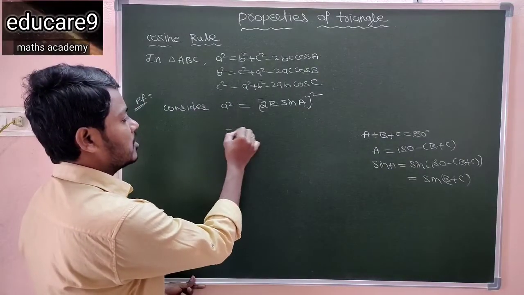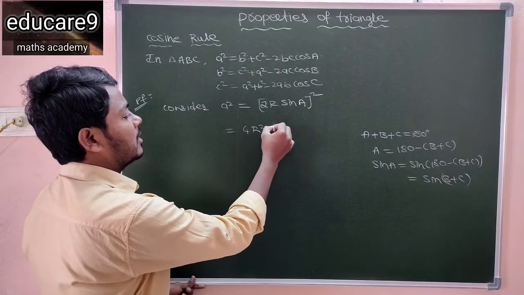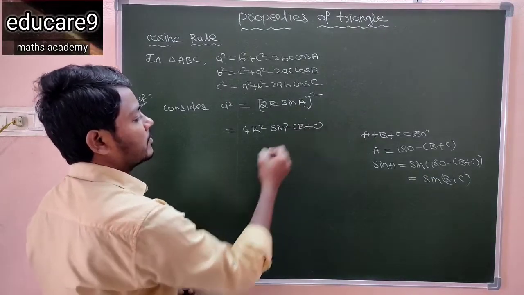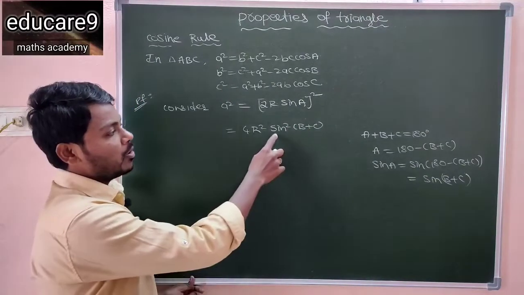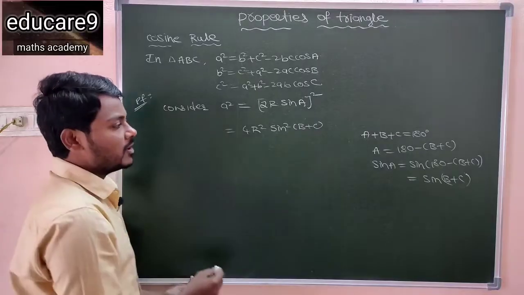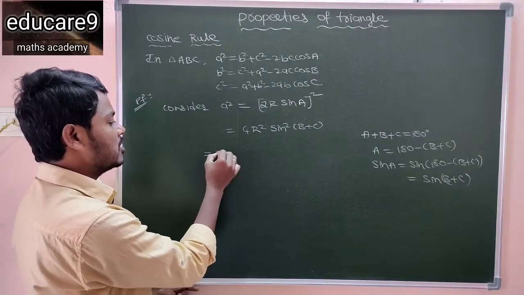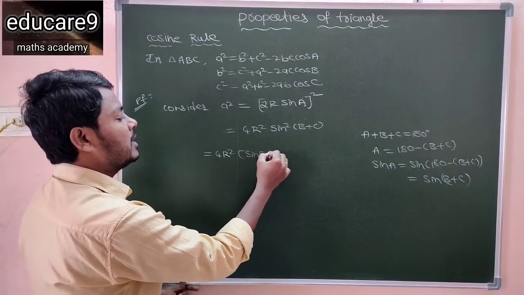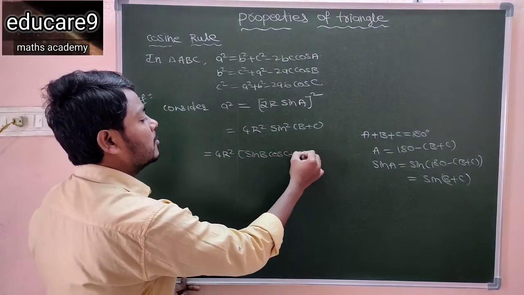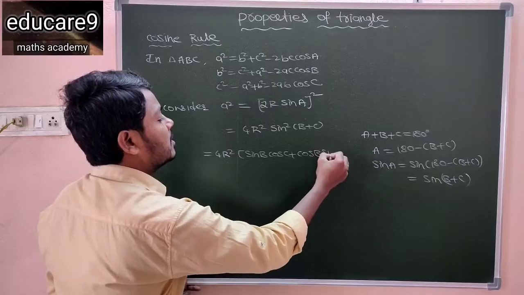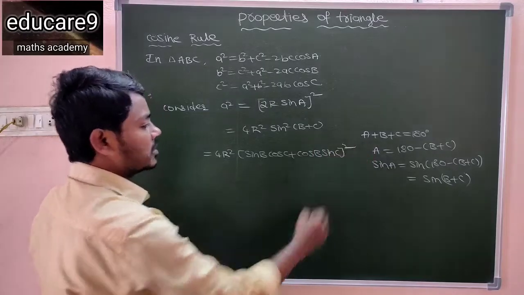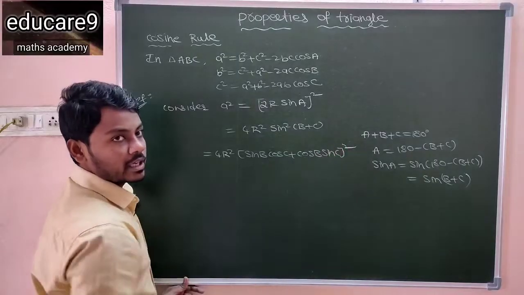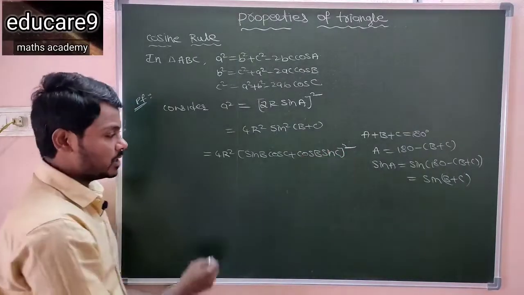So this is 4R squared sin squared (B + C). Now we have to apply the sin(A + B) formula. So this is 4R squared into (sin B cos C + cos B sin C) whole squared. Now it is in the form of (a + b) whole squared, so apply the (a + b) whole squared formula.